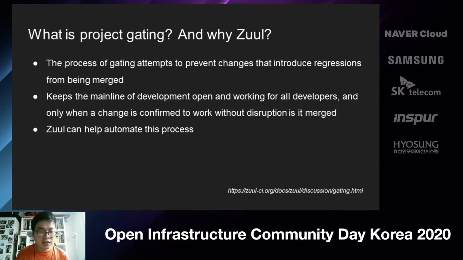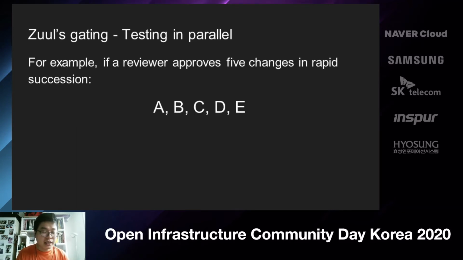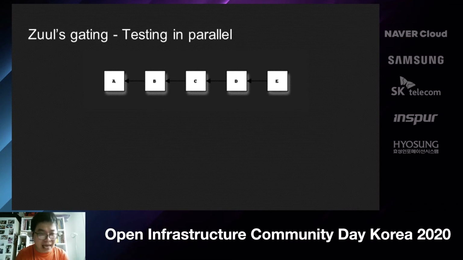We have changes, many pull requests at the same time, and some changes from developer A may be merged first, and it may break what developer B changes. So project gating will coordinate and make sure all of the pull requests or changes work before we release them into production. So Zuul keeps the main line of development open and working for all developers, and only when a change is confirmed to work without disruption is it merged.